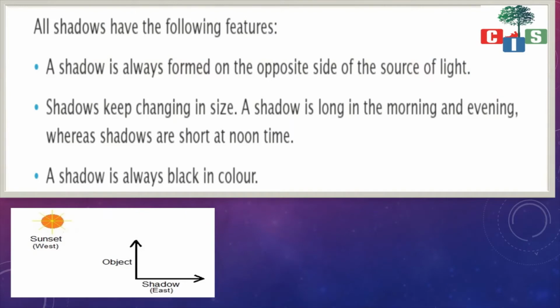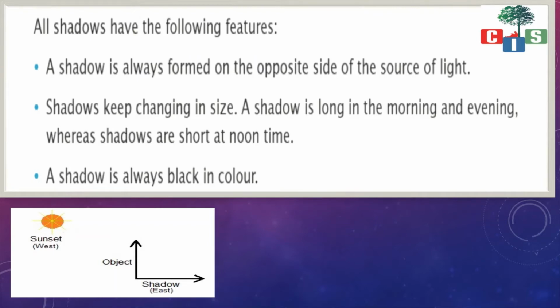Okay. Now, another interesting feature of shadow. Firstly, a shadow is always formed on the opposite side of the source of light. Like you can see in the picture, it is sunset which is in the west direction. Okay, but the object is in the light's path. So where is the shadow going to form? The shadow is going to form on the east side. So a shadow will always be formed on the opposite side of the source of light.